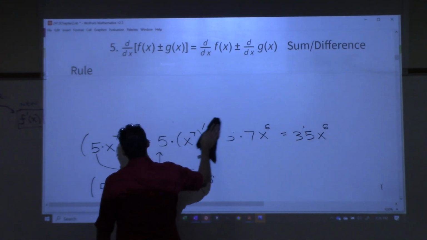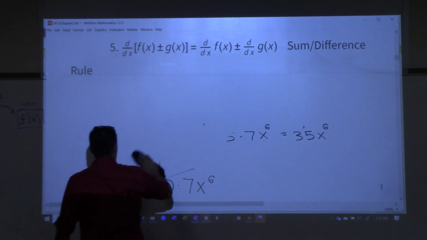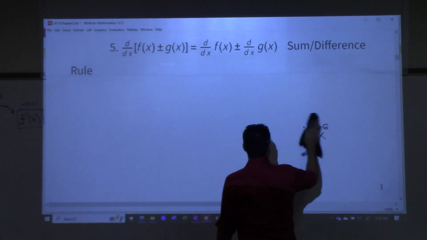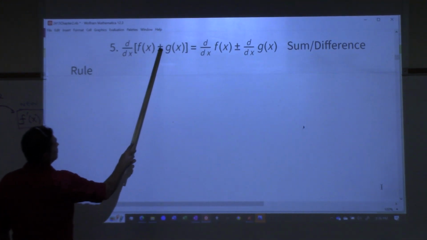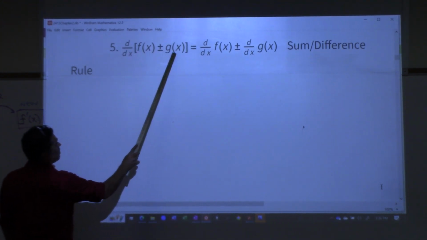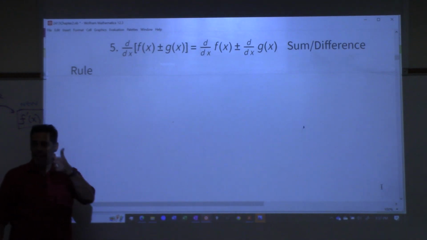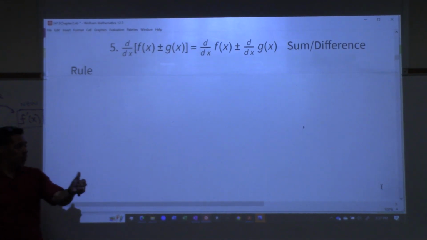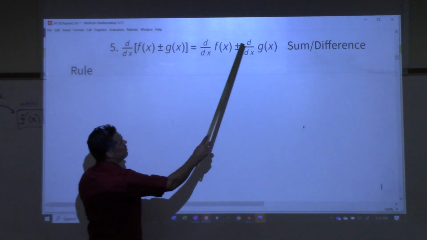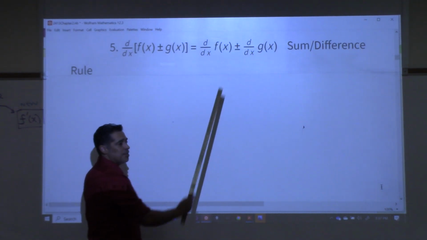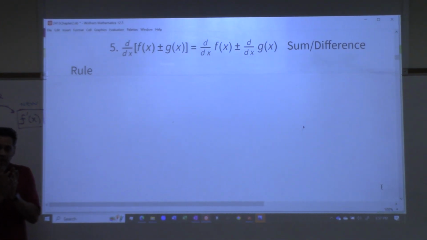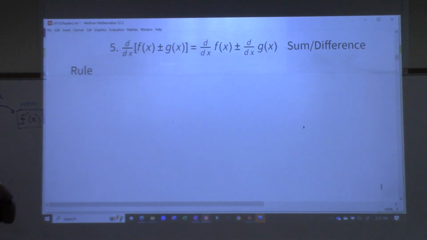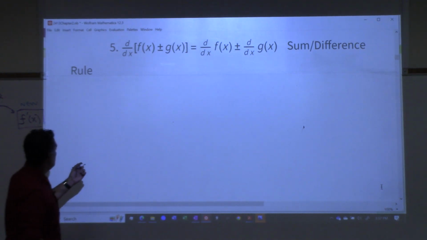This rule says that if you are adding or subtracting two functions, and you're trying to find the derivative, that yes, it does what you hope it would. And that is, you can do the derivatives of each of them separately and then add or subtract their answers. This rule is nice because it behaves exactly the way we wish it would. I'll give you an example here.